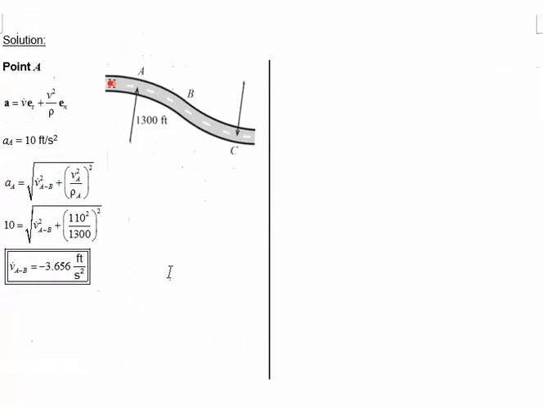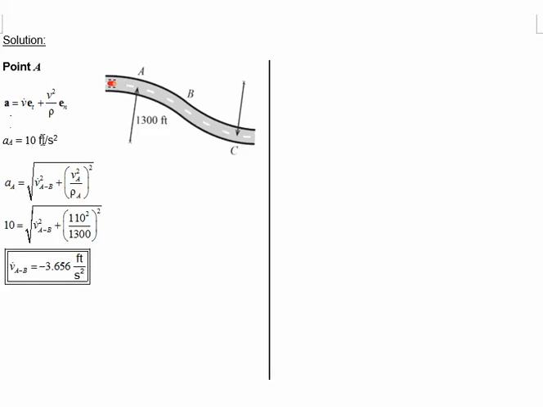Let's start with point A. We know that we're going to use tangential and normal coordinates. The problem said as much, right? It wants us to find the tangential acceleration. It gave us the radius of curvature, so that's pretty key to tell you what coordinate system you should use. So, point A. We know the acceleration at point A is 10 feet per second squared, and we write down the normal and tangential acceleration equation. This 10 is the total acceleration, so that's on the left side.